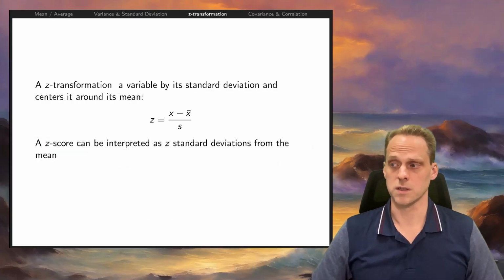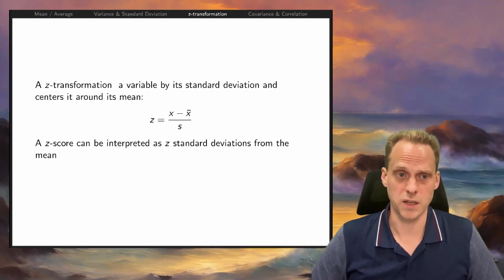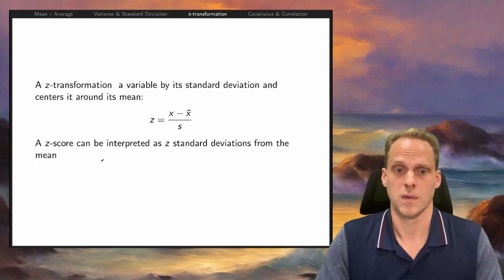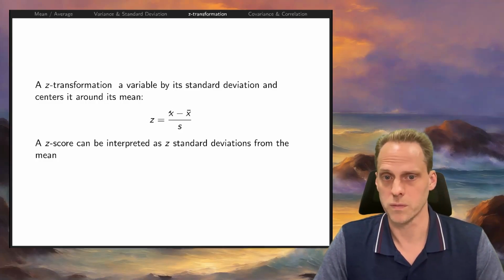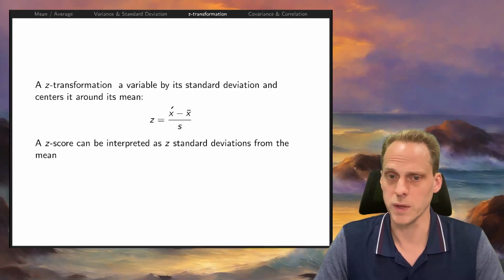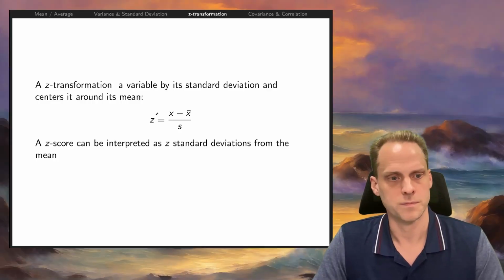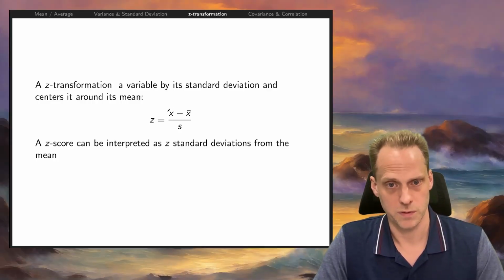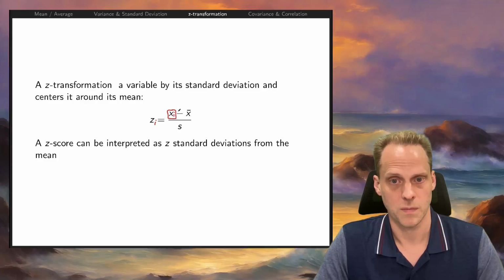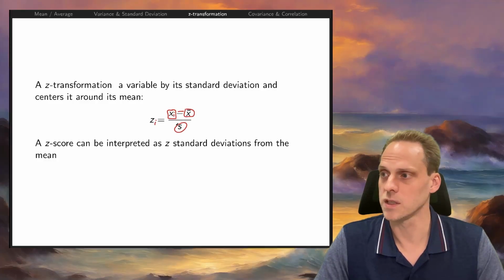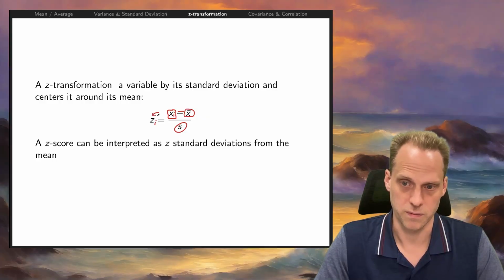All right, so now let's talk about Z values or Z transformations. So a Z transformation is a way that we can transform a variable into a bit more of an interpretable scale. And all we do is we take, I should have actually included a subscript here, the response of someone, we take out its mean, and we divide it by the standard deviation. Then we get this Z value.